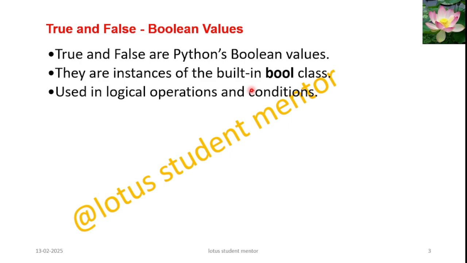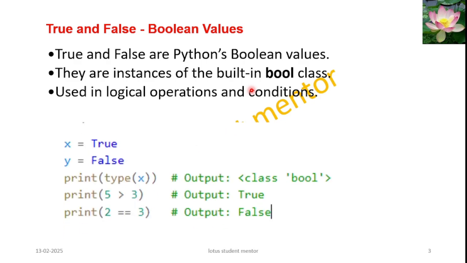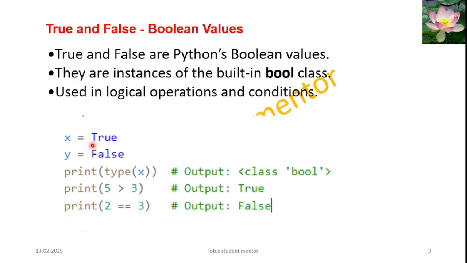Next, where will it be used? These Boolean values are used in logical operations and conditions. In this program we can see that x equal to True and y equal to False. If we write print type x, to know what type of class this x value comes under, the type of x is the bool class.